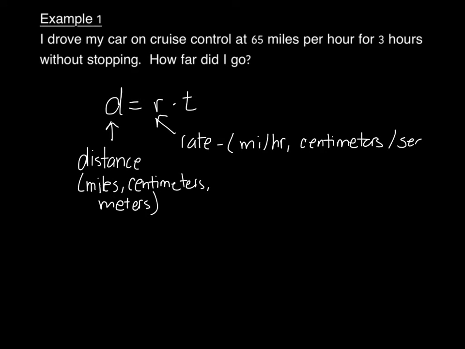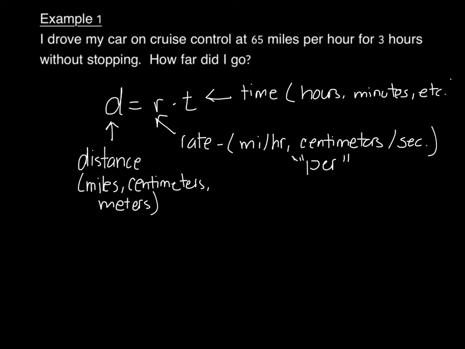second, or so on. You'll notice that rates, you're always going to have that word per. So if you see a number that is talking about miles per hour, centimeters per second, something like that, that is always your rate. And lastly, the T is going to stand for time. So time would be simply hours, minutes, seconds, so on.